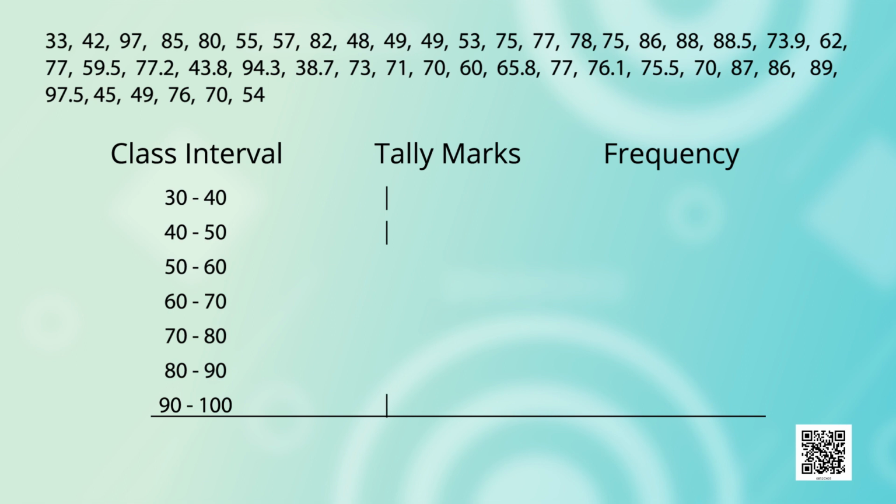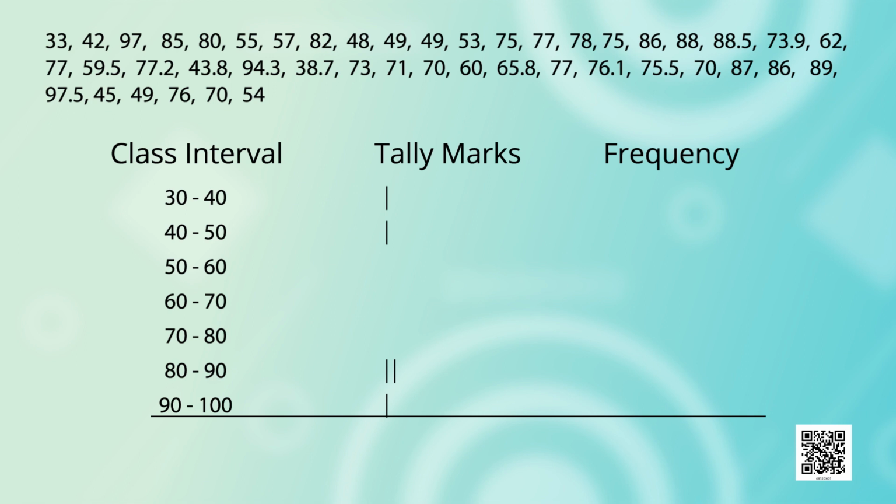What is the next value? The next value is 85. So the tally mark will be in front of 80 to 90. Now the next score is 80. Children, where will you make the tally mark for this? In front of 80 to 90 or 70 to 80? To remove this dilemma, we have a rule. What is the rule? The rule is that lower class limit is included in a class interval but not the upper class limit. So the tally mark for 80 will be in front of 80 to 90.